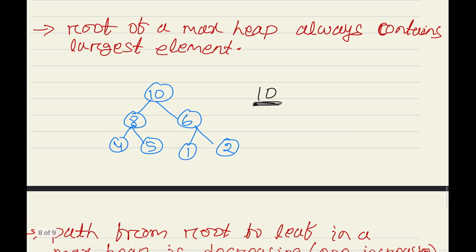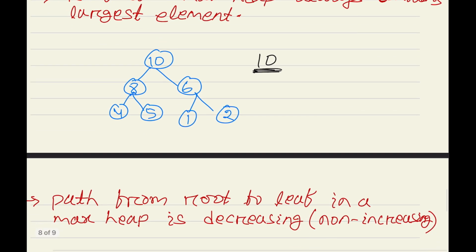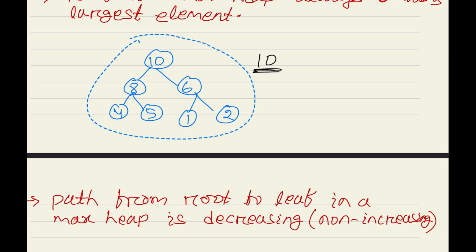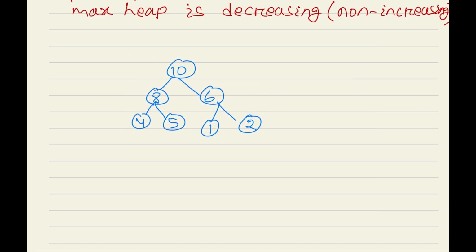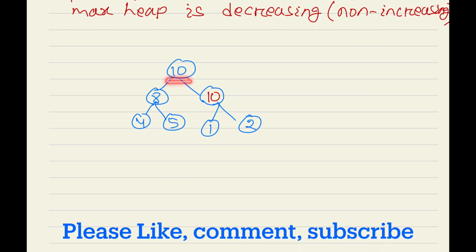We can also allow the same value in a heap. According to the example, let me copy this one and paste. Here I can write 10 in place of 6. It is also a max heap, because the value of the parent is greater than or equal to its children. Here 10 is greater than or equal to 8 and 10.